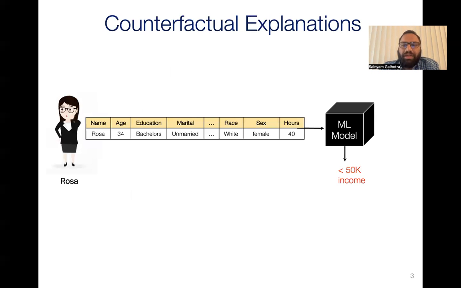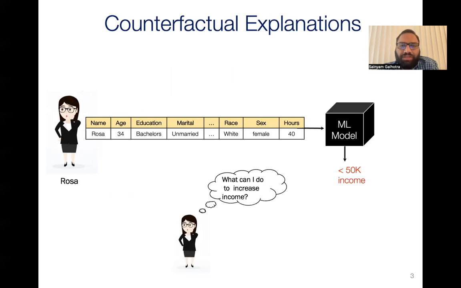Now, let's look at an example to understand the philosophy of counterfactual explanations. Consider Rosa from the adult dataset. The ML model predicts that they earn less than 50K income. Now, Rosa is wondering what can they do to increase their income. Counterfactual explanations are designed to answer these types of questions, where they model a counterfactual scenario, ensuring that Rosa has a different output from the ML model.